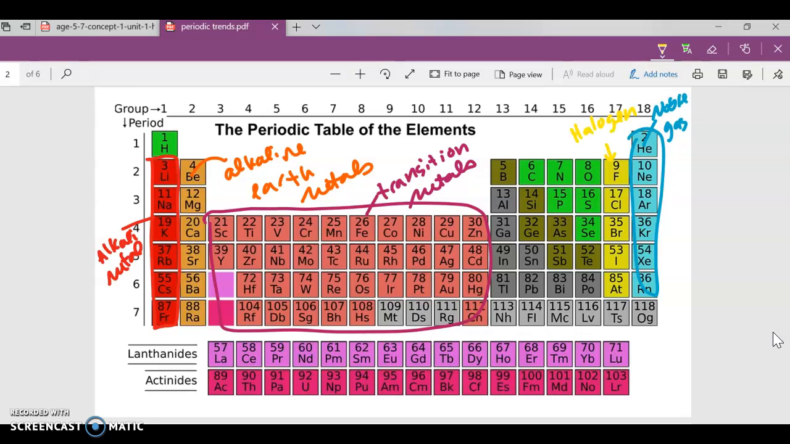And these here are kind of misfits, so they're not really going to be considered any real family. And then down here we can see you have the lanthanides and the actinides. So the lanthanides is this whole row here, and the actinides is this bright pink one on the bottom. So these are the different families, and they're families because they are similar to each other.